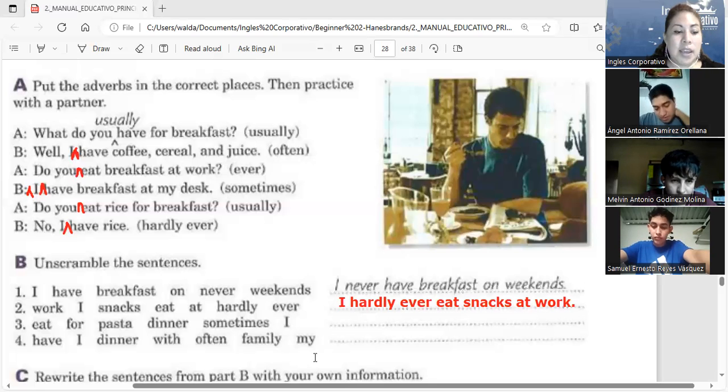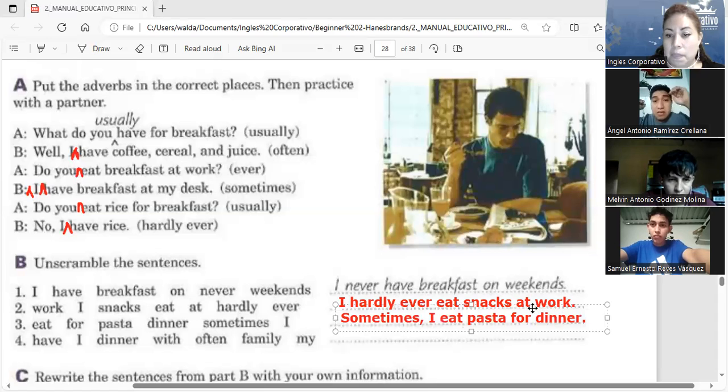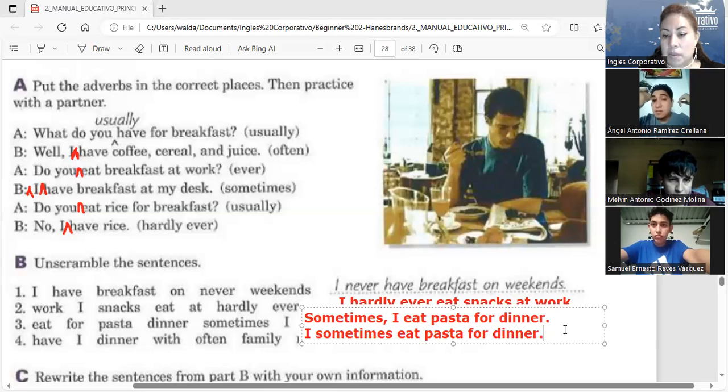Good. Next. Eat for past the dinner, sometimes I. Sometimes I eat pasta for dinner. Good. Another possibility is you can say, I sometimes eat pasta for dinner. Okay, so whichever one of these is possible, no problem.